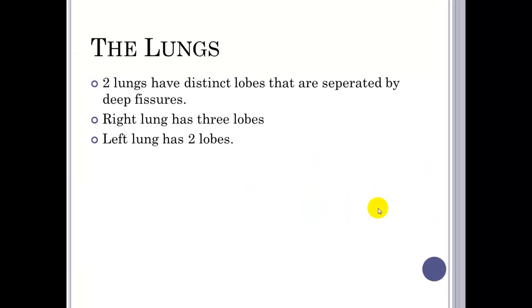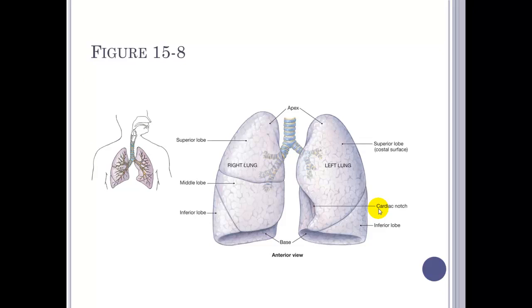The lungs. Two lungs have distinct lobes that are separated by deep fissures. Right lung has 3 lobes and the left lung has 2 lobes. That's because on the left side we're kind of displaced by another organ, which is the heart. All of our vessels and stuff would be coming out of here. So the right lung we can have another lobe on. As far as the left lung goes, we actually have a cardiac notch in it. This is the mediastinal area.